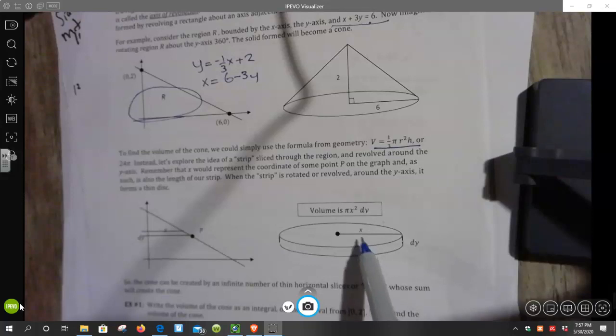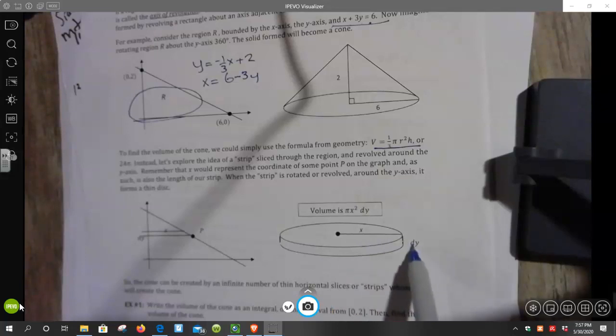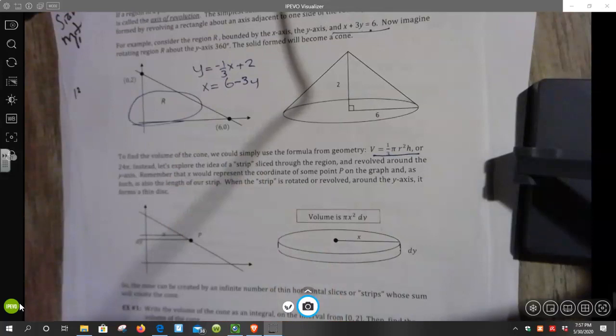So if we make a volume, then we have a height here. So it's pi r squared. It's the radius, pi radius squared times this height. Okay, so in this case, x, so it's pi x squared times the height dy. Okay, so that's why we're solving x in terms of y.